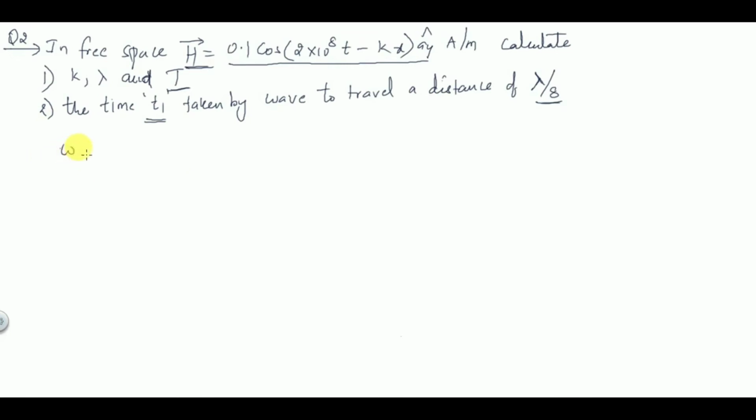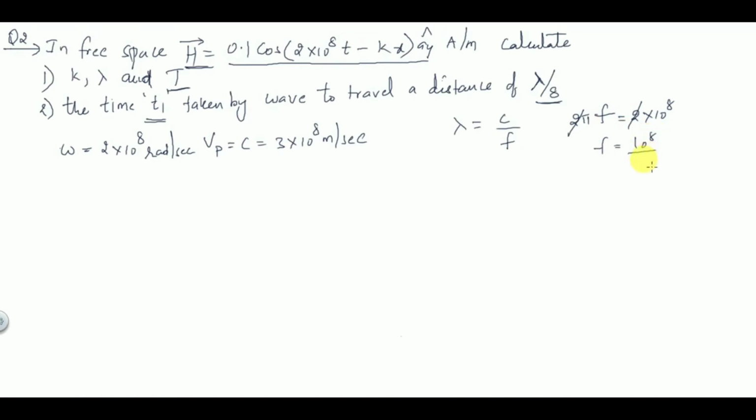So here we have omega is equal to 2 into 10 to the power of 8 radians per second. So Vp is equal to c, which is equal to 3 into 10 to the power of 8 meter per second. Okay, so first of all we'll calculate lambda. So lambda is equal to c by f. So what is f? Omega is 2 pi f, so 2 pi f is equal to 2 into 10 to the power of 8. So 2 and 2 get cancelled, so f is equal to 10 to the power of 8 by pi hertz. Okay, so once you have f, we can find lambda.